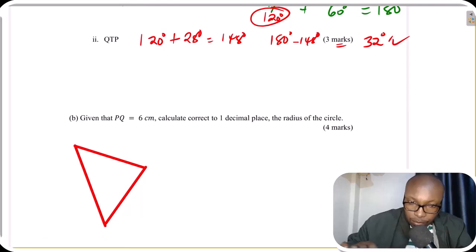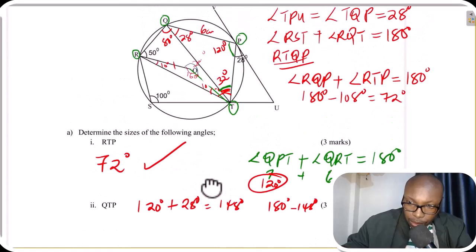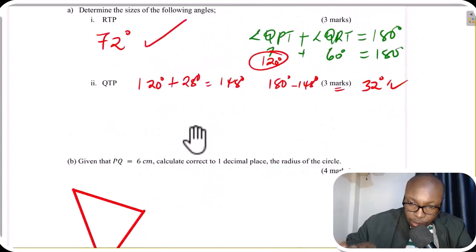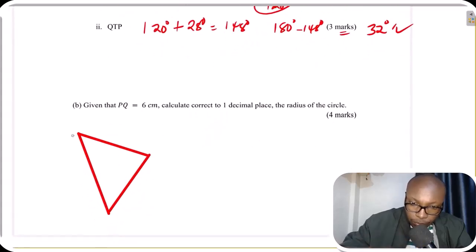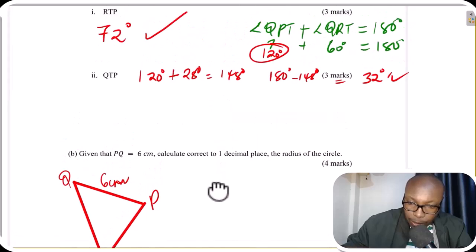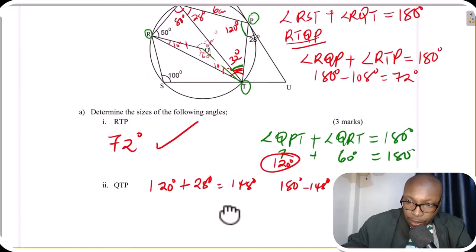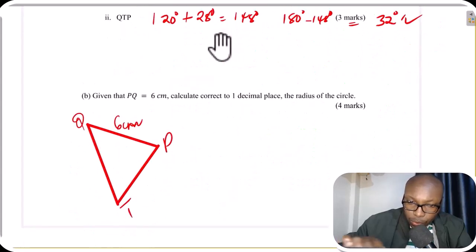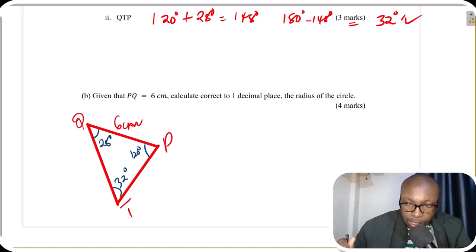Let me extract these. Triangle QPT. So PQ is 6 centimeters, and then we have the angles 120, 28, 32. This is 120, this is 28 degrees, and this one is 32 degrees. So you're supposed to find the radius of the circle. Now, how do we find the radius of the circle?